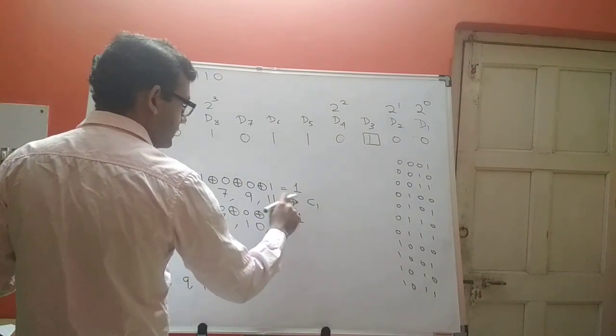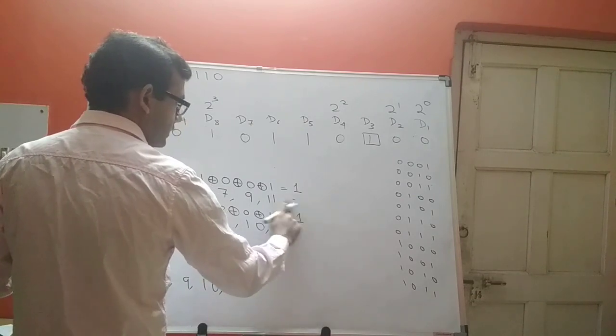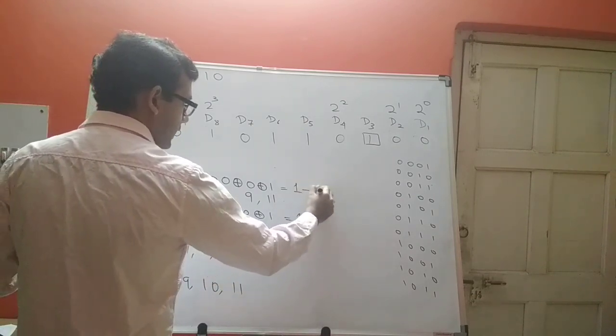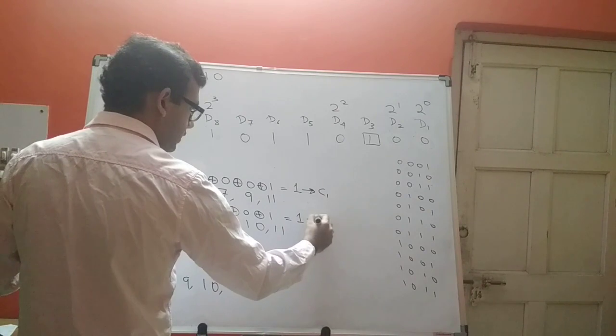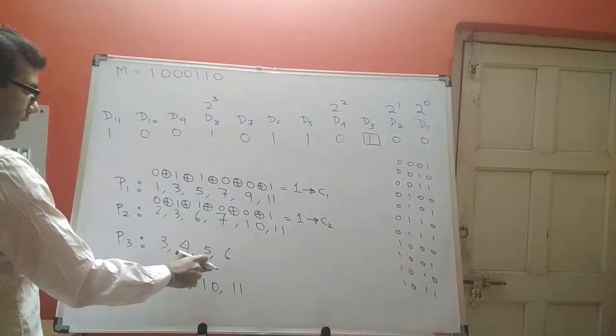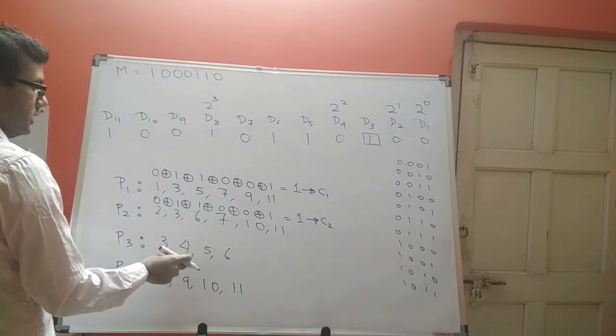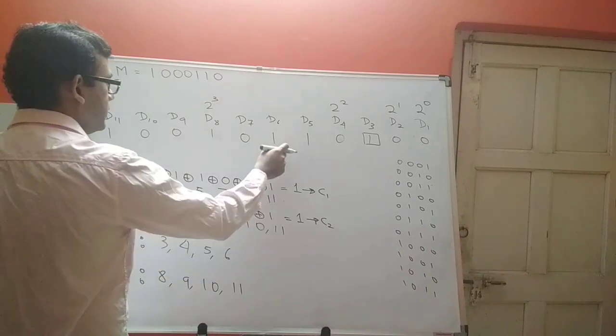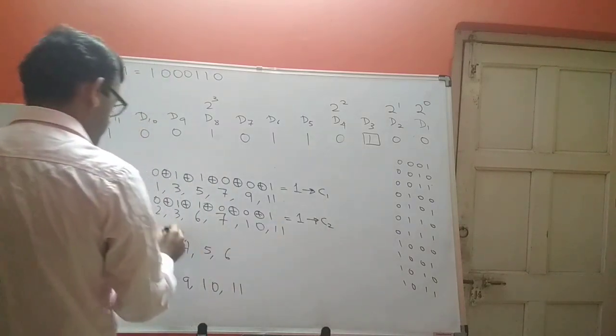So this is the value. So this was the value for error position 1. This is the value for error position 2. Now let's find the value of error position 3. So that's 3, 4, 5, 6. So what is the value of 3? The value of 3 is 1.